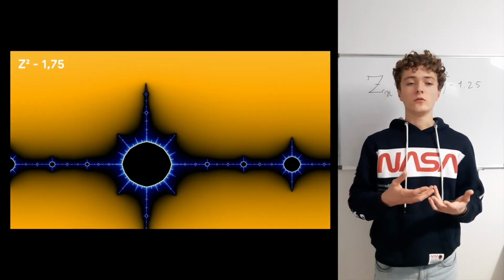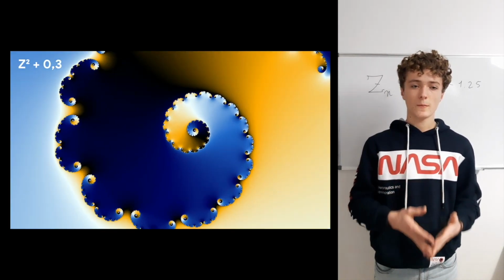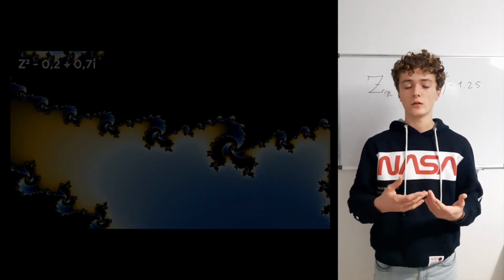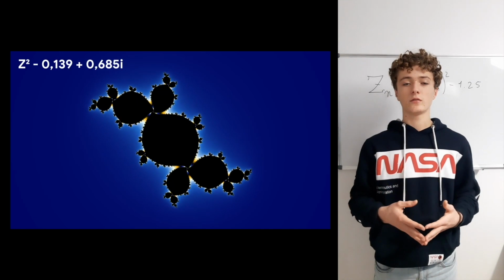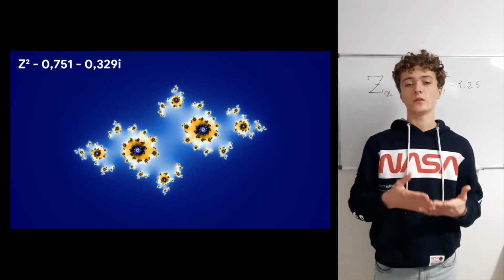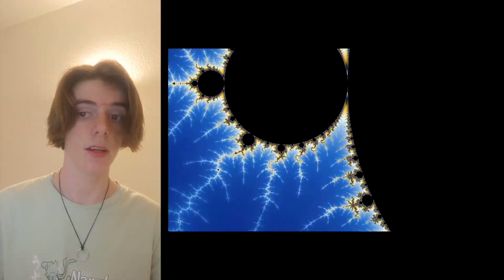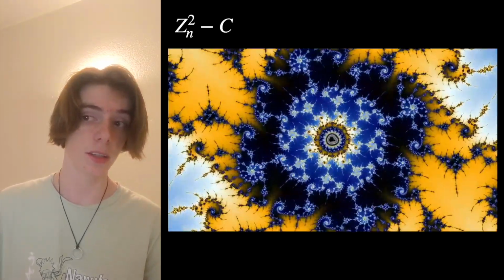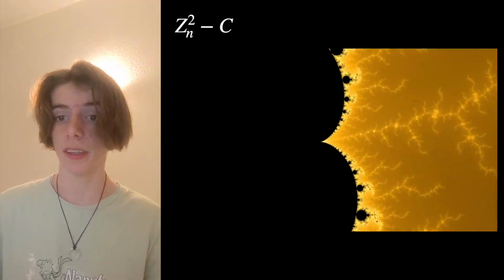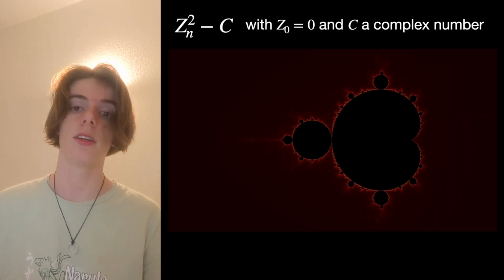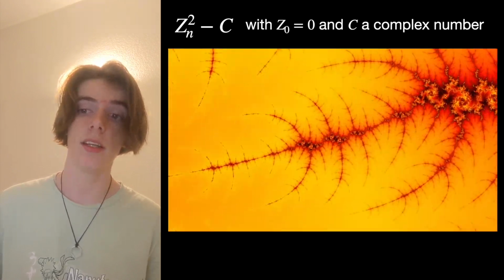Finally, the sequences in the Julia set are polynomial equations. For example, z_n is equal to z_(n-1) squared minus 1.25, where z_0 is the complex value of each point of the complex plane. In 1975, Benoit Mandelbrot studied fractals made from complex sequences and created the Mandelbrot set, which acts like a mapping of the Julia set. So, in this case, c is equal to the complex value of the point taken.